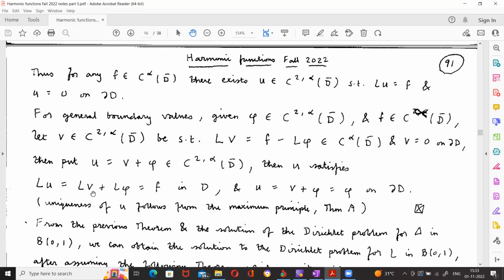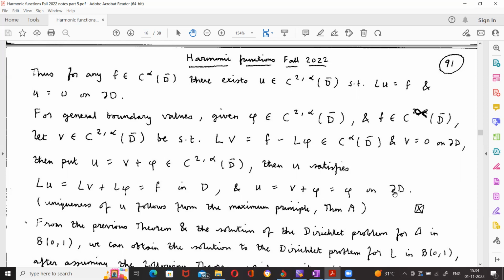So then U satisfies, LU will be what? It will be LV plus L phi. And LV is F minus L phi. So plus L phi, that will cancel to give you just F. So LU will be equal to F like we wanted. And on the boundary, U is also equal to V plus phi. On the boundary, V is 0. So that means U is equal to phi on the boundary. Is this clear? Yes. Okay. So this solves the problem.